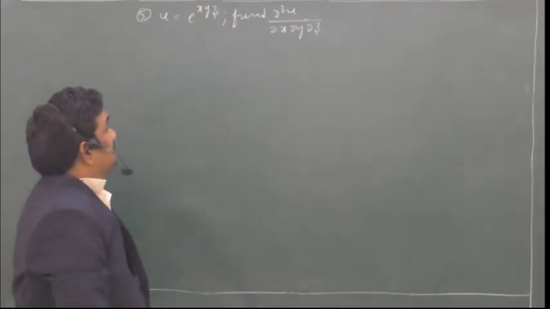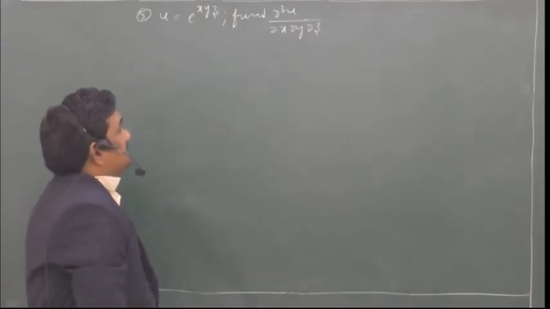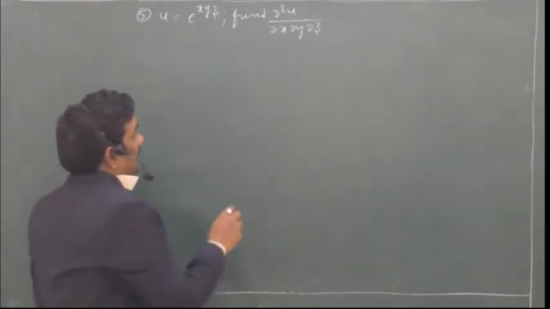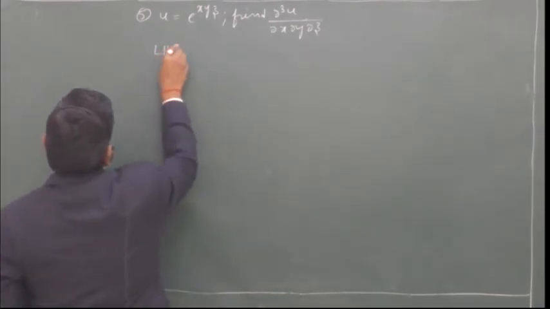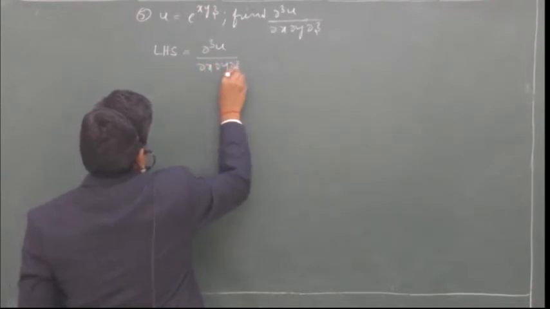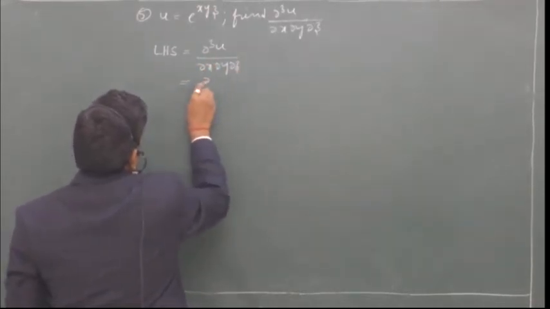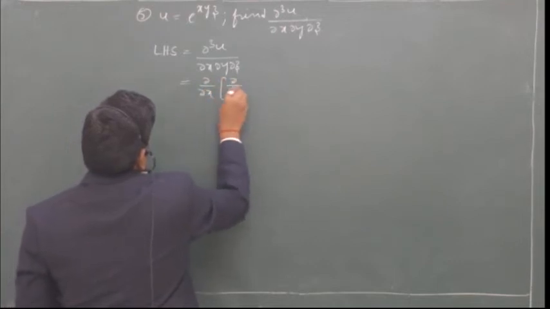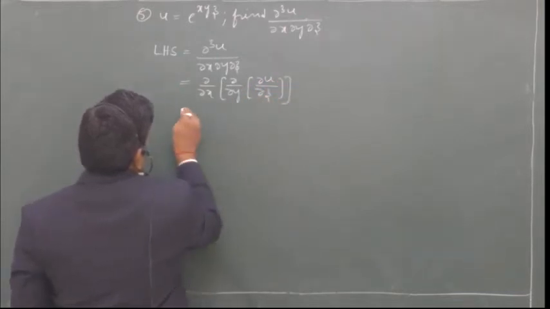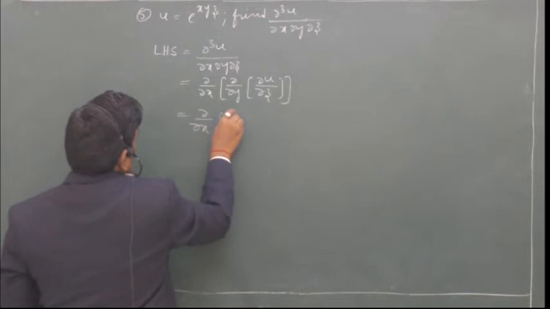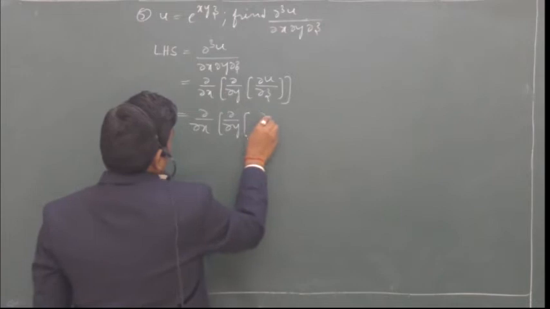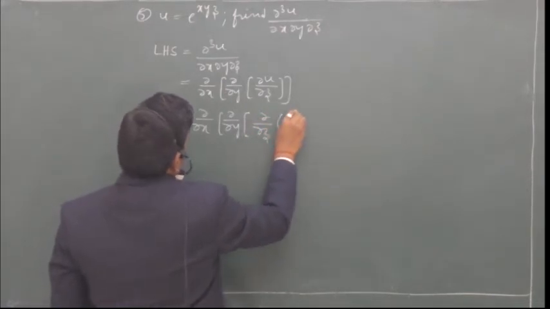Let's consider u equals e power xyz, then we need to find dou cube u by dou x dou y dou z. So let us consider the term dou cube u by dou x dou y dou z. This is the same as dou by dou x of dou by dou y of dou u by dou z. It is dou by dou z of u, where u is a function of x, y, z.